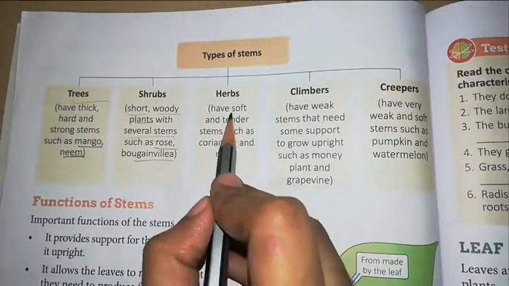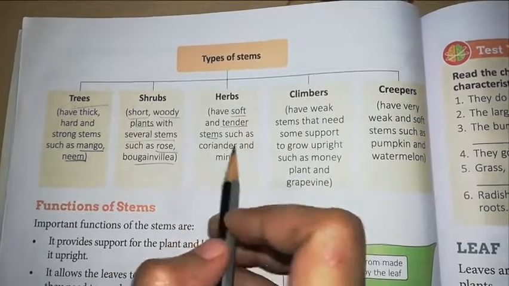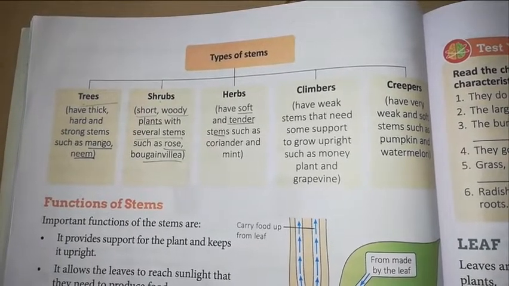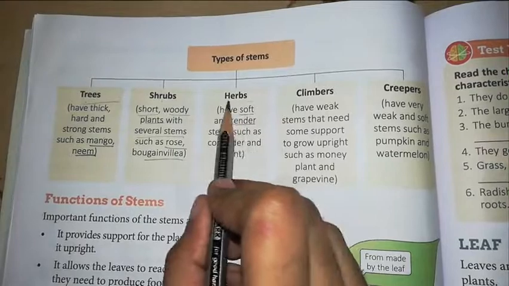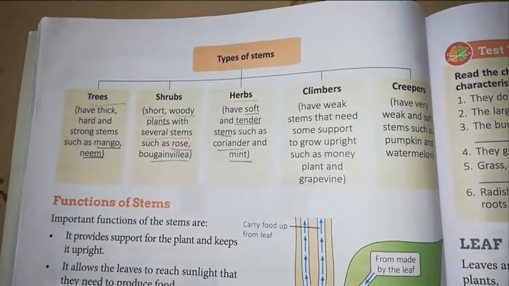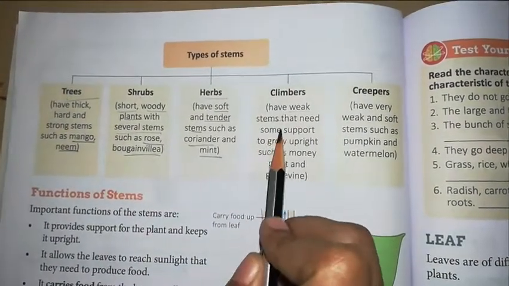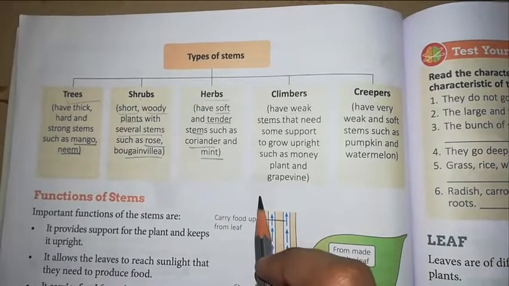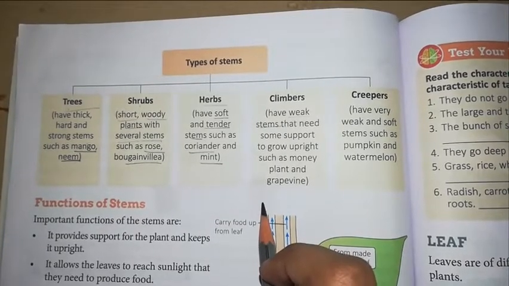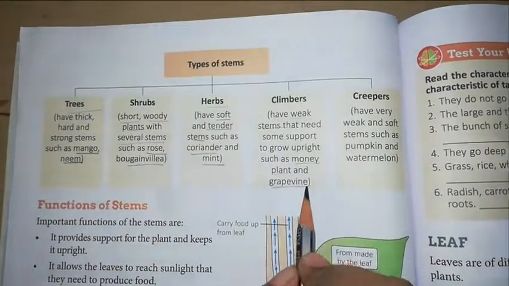Third one is soft and tender stems. It is found in herbs such as coriander and mint. Fourth type is weak stem. It is found in climbers. They need support to grow upright. Examples are money plant and grapevine.